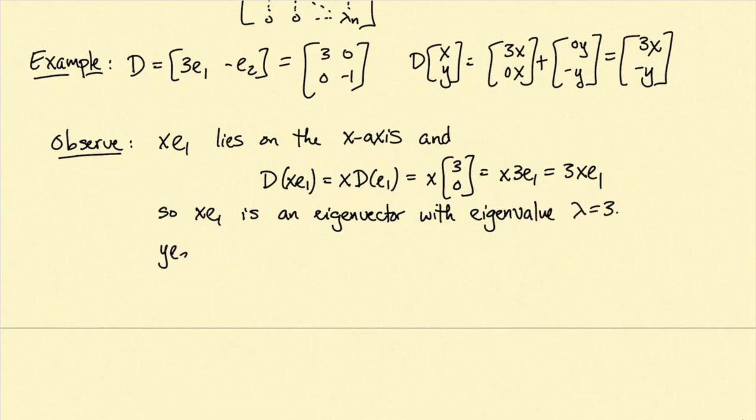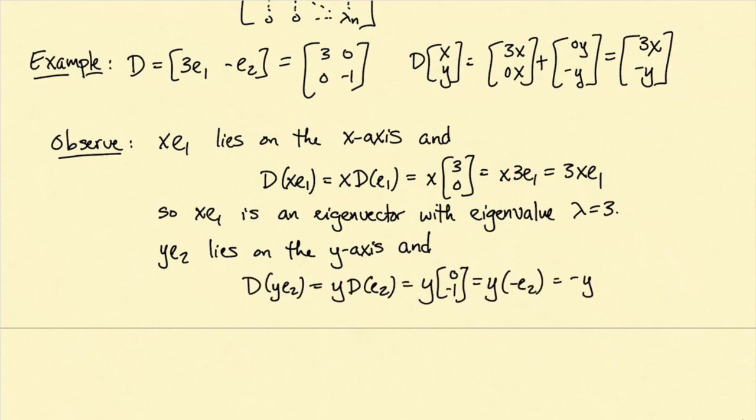And similarly, if we choose a vector y e2, which lies on the y-axis, playing the same sort of game, we see that we get negative y e2.